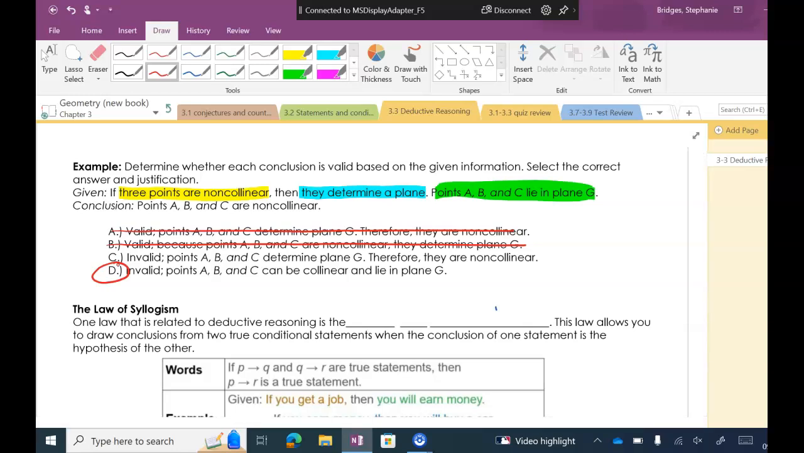If it is raining, then I will use my umbrella. Okay, does everybody agree that that is an if-then statement with a hypothesis and a conclusion? Yes. Okay. Then what I'm going to say is that it is raining outside. Using the law of detachment, what can I say? That Ms. Bridges will what?